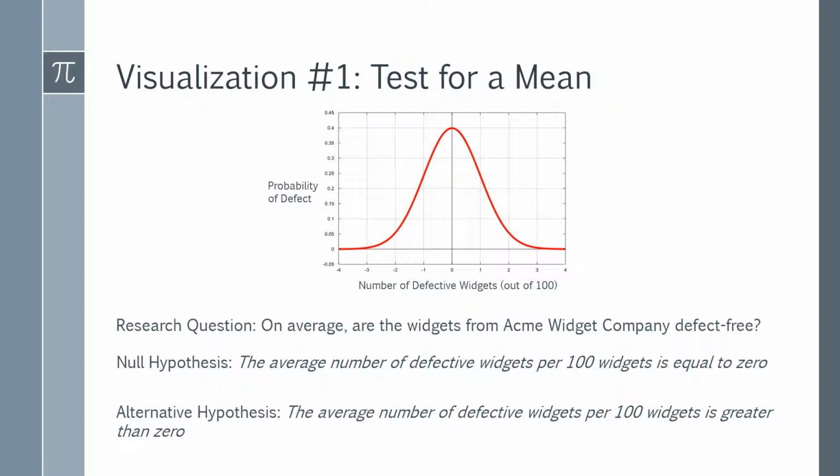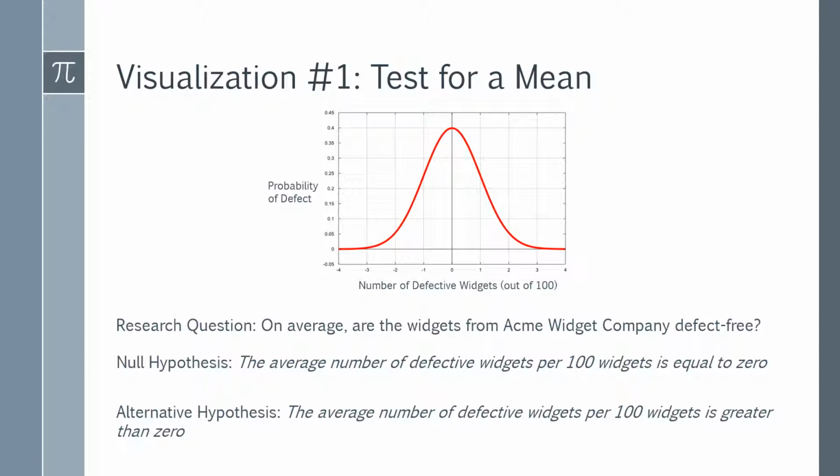So when we set up the null hypothesis, we set it up as that the average number of defects per 100 widgets equals 0. And the alternate hypothesis would be the average number of defective widgets per 100 widgets is greater than 0.